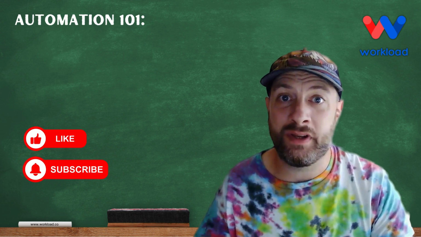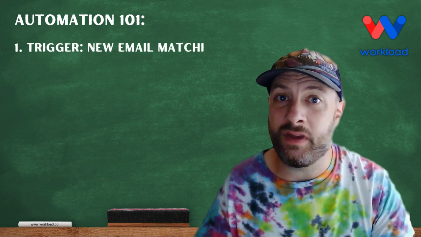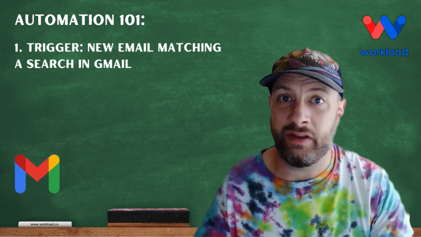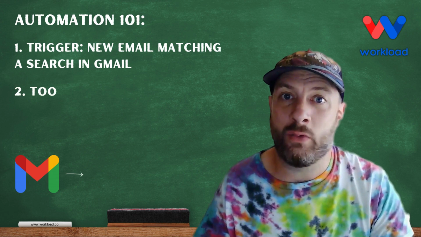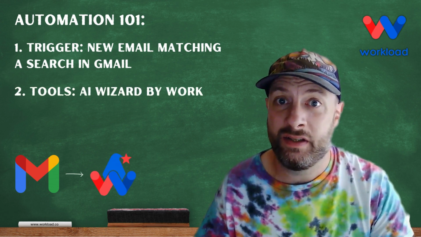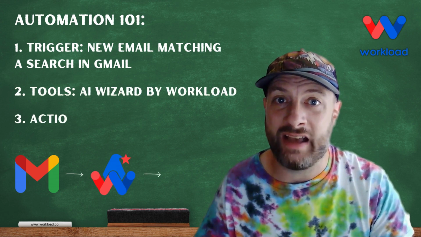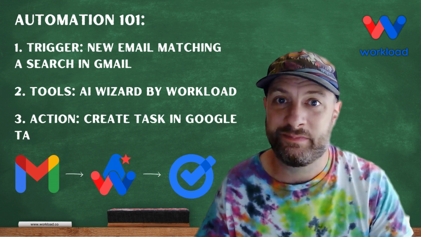In this video, we'll be building a workflow starting with a new email matching a search in Gmail. Then we'll be using the AI wizard by Workload to interpret that email in order to create a new task in Google Tasks.